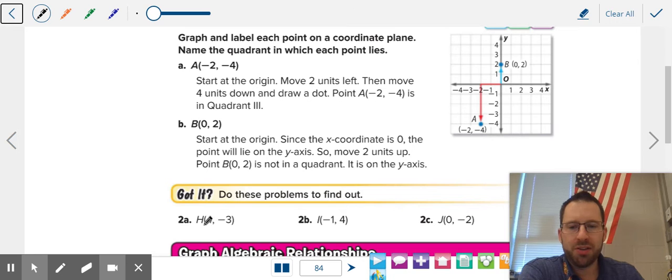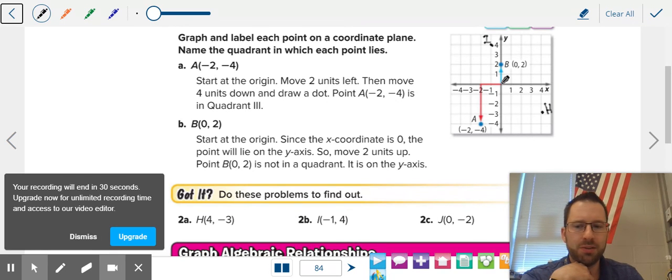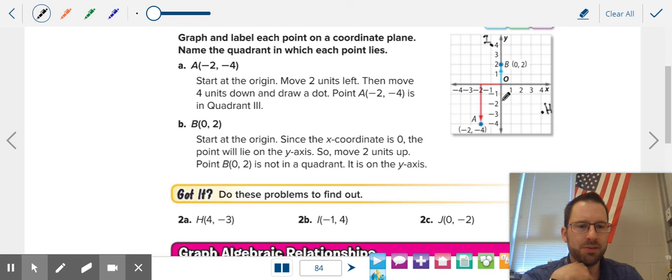All right, now if we're going to graph this point H, you start at the origin. Go 4 to the right, down 3, point H. Now I'm not going to put the coordinates, I'm just going to put the letter. I'm going to graph point I. I'm going to start at the origin. Always start at the origin. Negative 1, positive 4. That's point I. I'm going to put it like that so it doesn't look like an L. All right. J. Start at 0, go 0. Then go down 2. J. Boom. There it is. Easy as that.